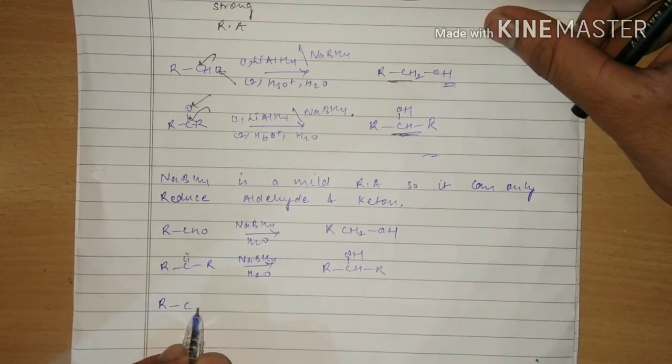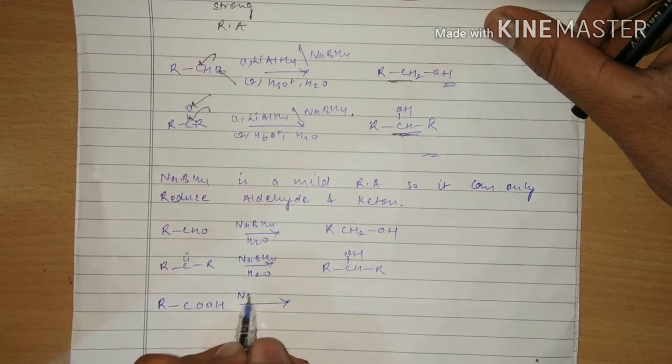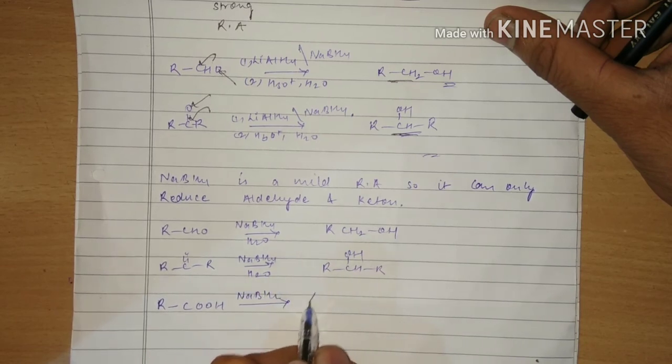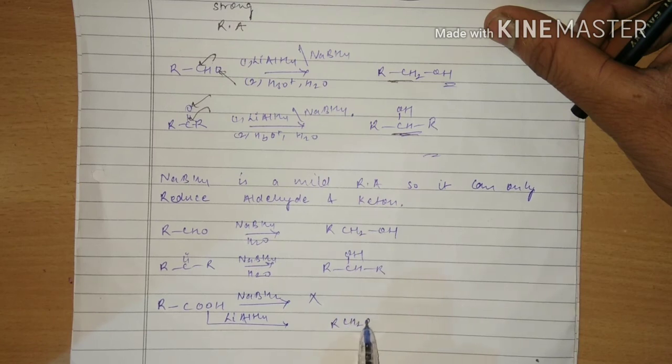And then take RCOOH and react it with NaBH4, we will get no product. But if we react it with LiAlH4, we will get RCH2OH.